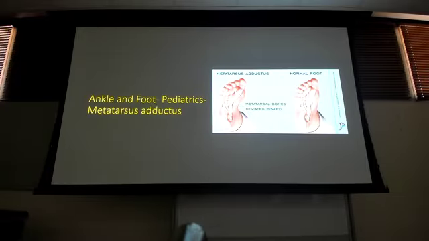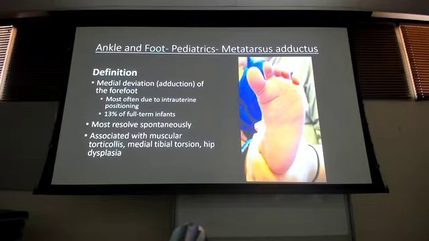All right, next we have our metatarsus abductus. So this is where the metatarsals are medially deviated. Typically we see it when they're younger. It's the most common congenital foot deformity, so it is something to always consider. The classic cases are usually caused from intrauterine positioning during pregnancy, and they are born with this. About 13% of full-term infants have this.